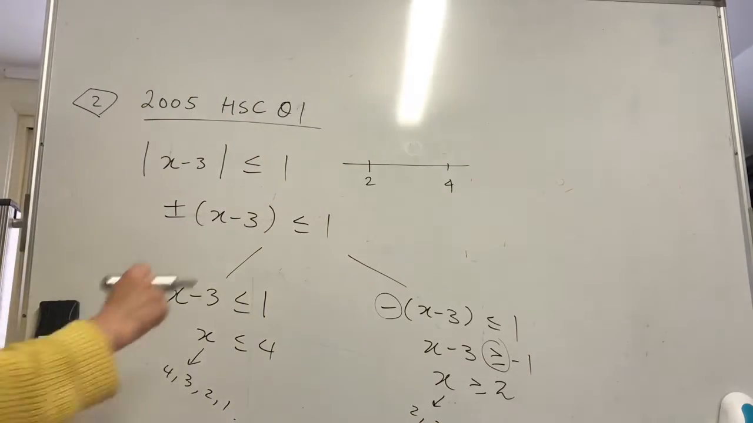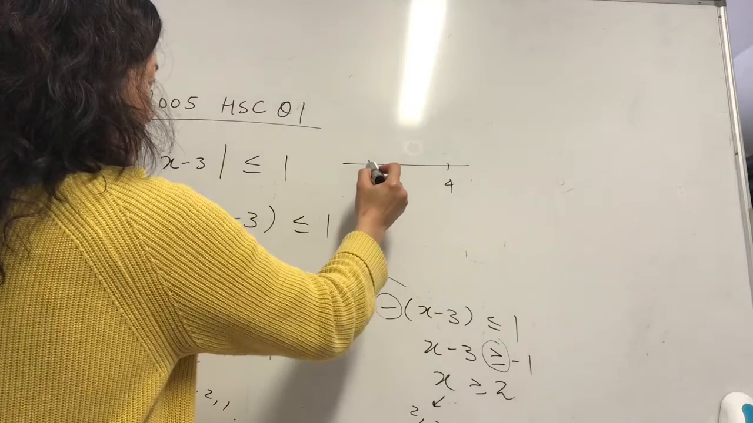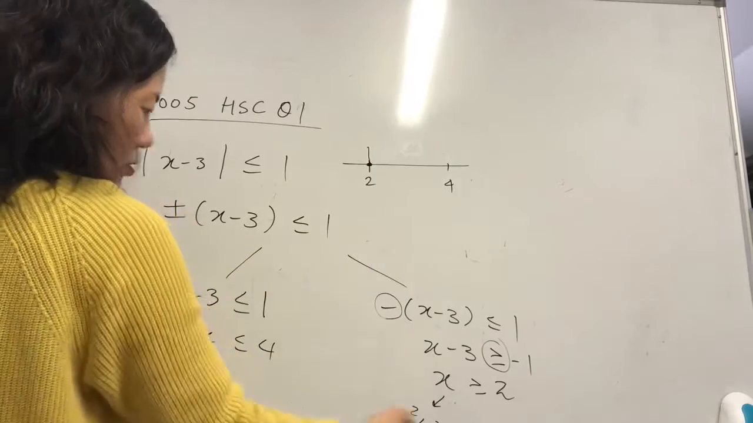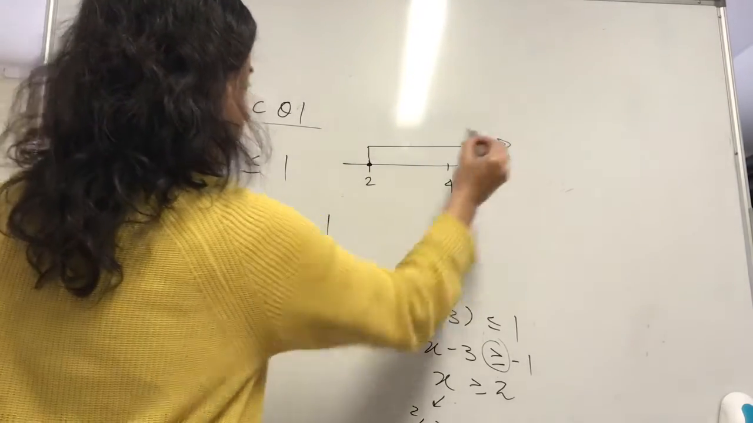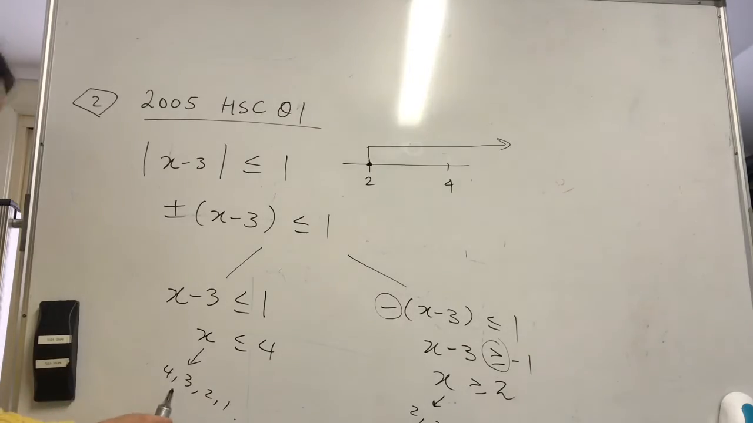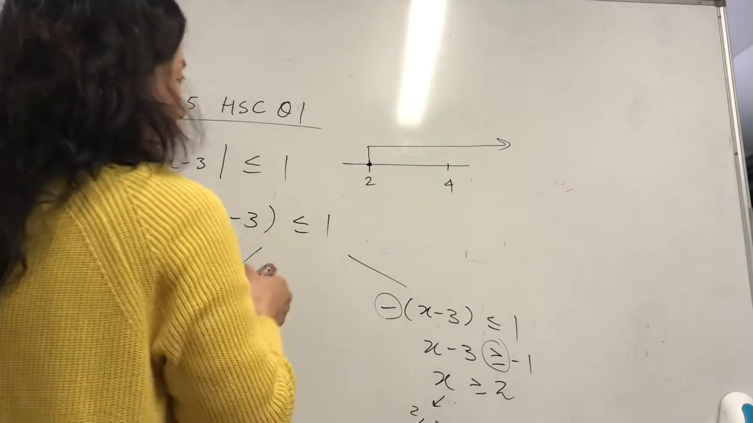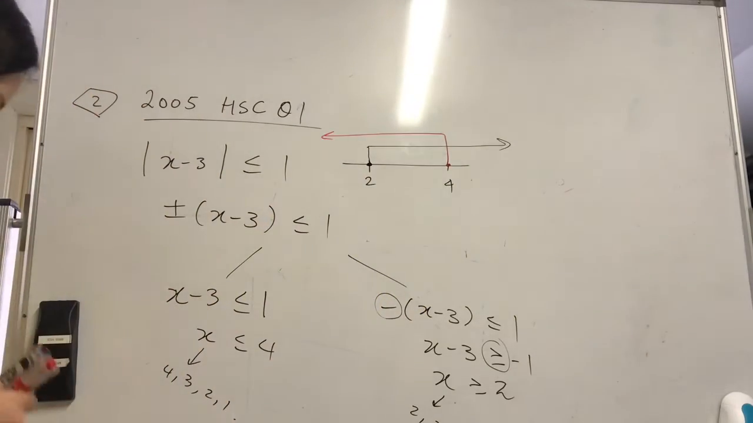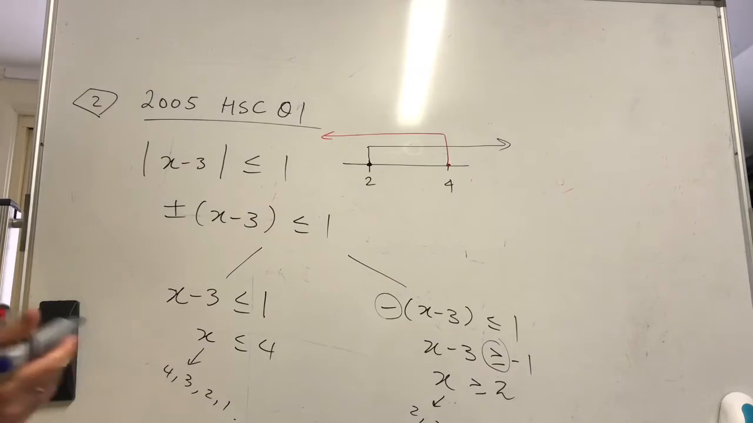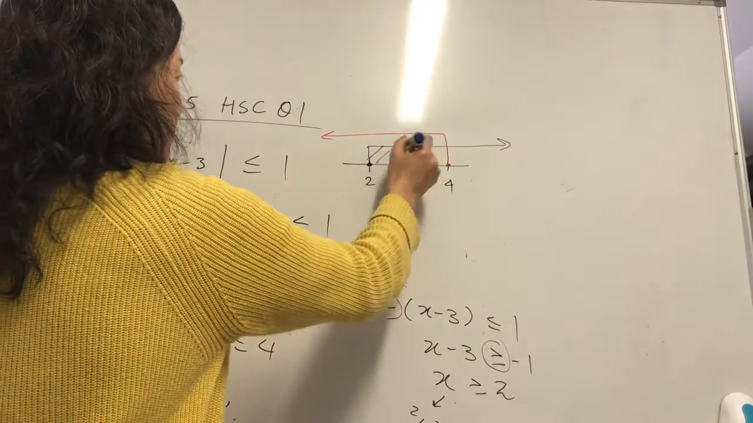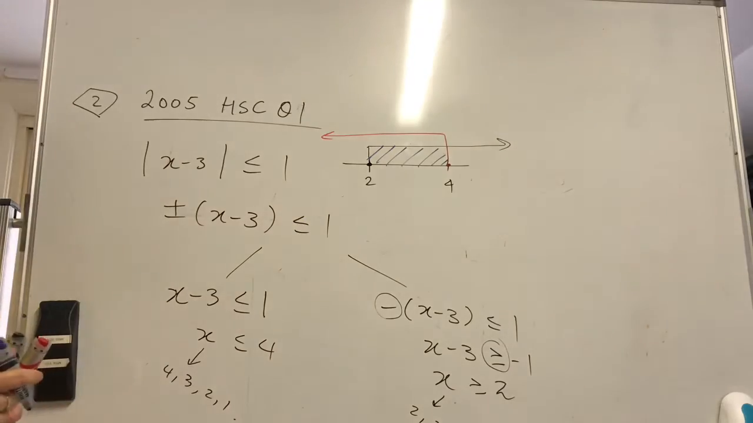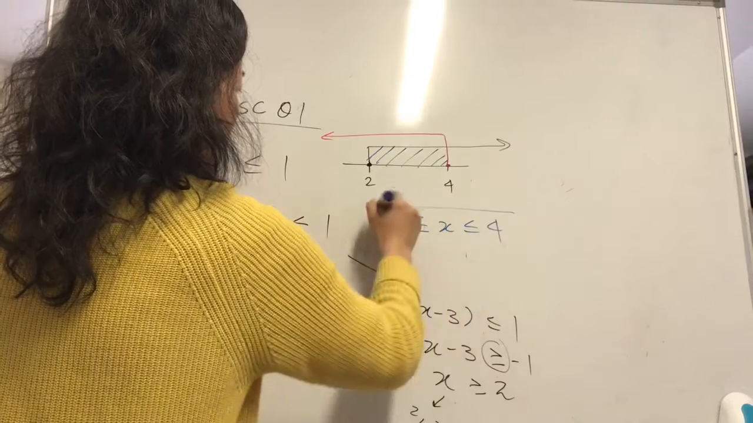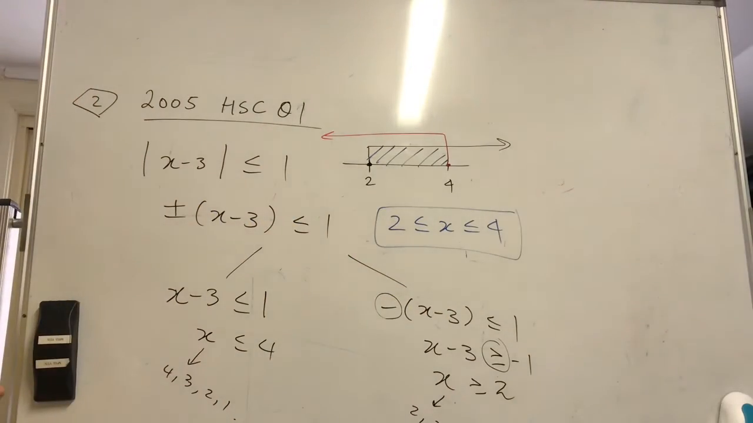Is that right? So this one included, because it's less than or equal to, it's going to bigger than, goes to here. Is that right? And this one goes to here. So what is the common part? It's in the middle, isn't it? Yeah? So your answer should be all the x values in between 2 to 4.